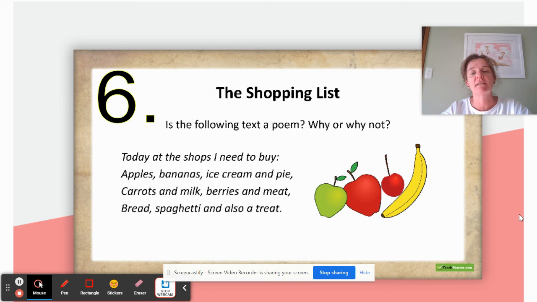So question 6, I'm going to read it to you. You can read along with me. Today at the shops, I need to buy apples, bananas, ice cream, apple pie, carrots and milk, berries and meat, bread, spaghetti, and also a treat. I wonder what you think. Is it a poem or not?